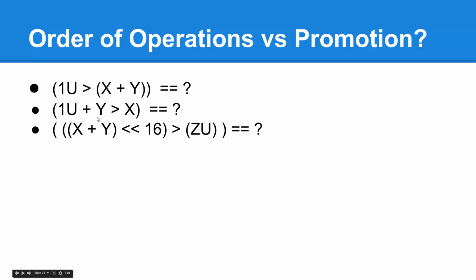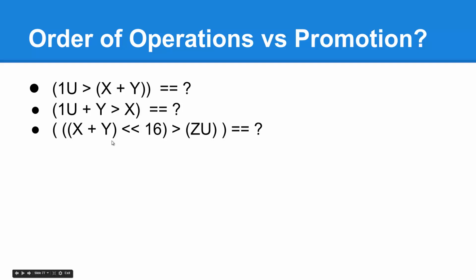And now here, the unsigned value of 1 is added to the signed value of y, then is compared to the signed value of x. This will all get promoted to unsigned because it's all the same level of order of operation, and that should be pretty straightforward.